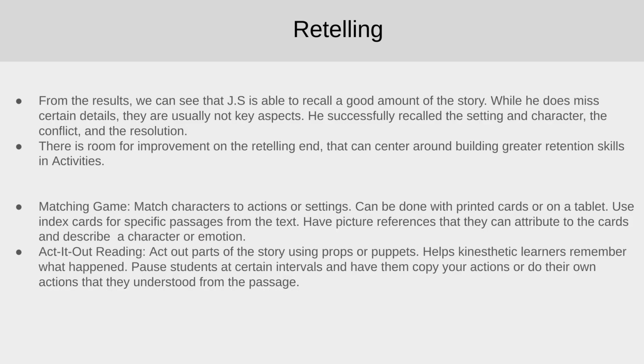So from the results, we can see that JS is actually able to recall a good amount of the story. While he does miss certain details, they're usually not key aspects, such as what did the mother say or how did the mother feel about it, or why did he move to his hometown originally? These can be good details, but they're not key details as to what led the main character, Jaime, to their position in life. He did, however, successfully recall the setting and the character, and the conflict, and the resolution.